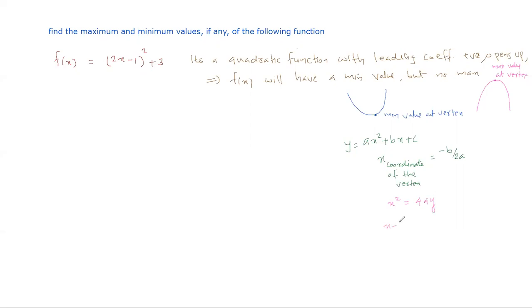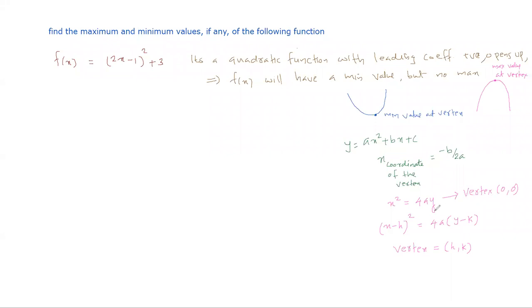So (x − h) the whole square is equal to 4a(y − k). So we can say vertex is equal to (h, k). In the normal case, vertex at (0, 0), x square is equal to 4ay. So we discussed the parabola opening upward with vertex (0, 0).